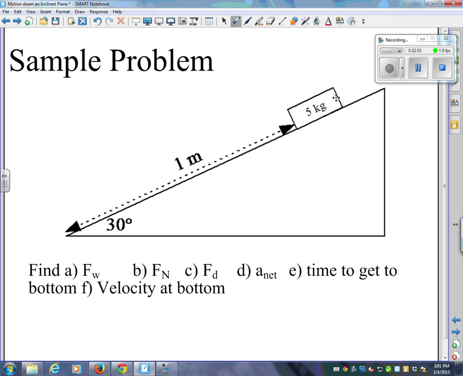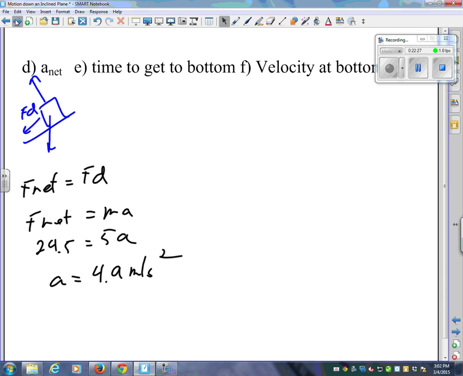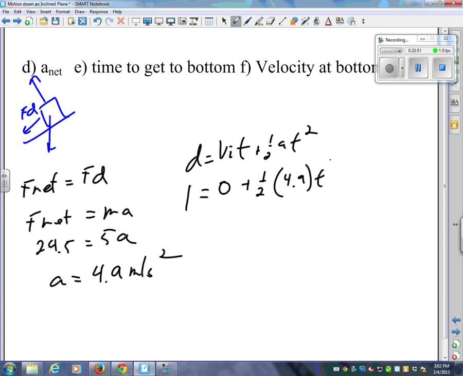If I've got the acceleration, I have the VI was 0. Do I know the VF? No, that's what I'm trying to get here, right? How am I going to get the time to get to the bottom? D equals VIT plus a half AT squared will work, right? Because I have the D, I have the initial velocity, I have the acceleration, I don't have the time. What's the distance? 1 meter. The initial velocity is 0 times t is 0. Plus 1/2, the acceleration is 4.9 t squared.